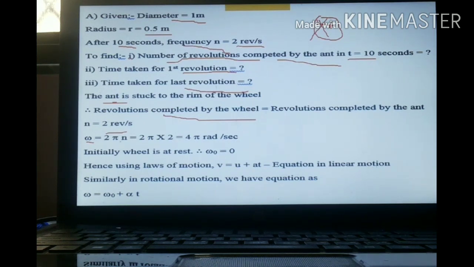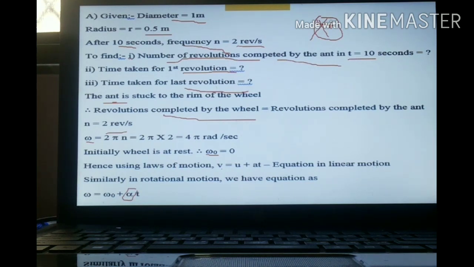We know n is 2, so 2 into 2 is 4. We will keep it as it is: 4 pi radian per second. We know that this wheel was previously at rest. As this wheel was previously at rest, omega 0, the initial angular velocity, is equal to 0. Now we can find out the value of alpha.